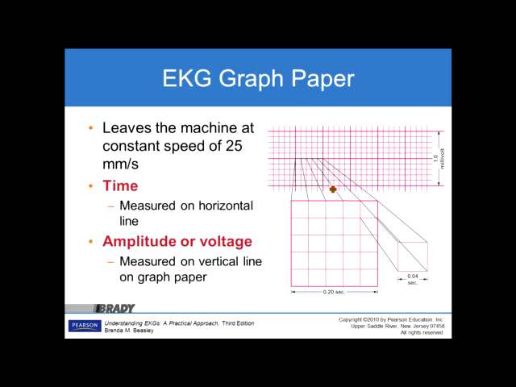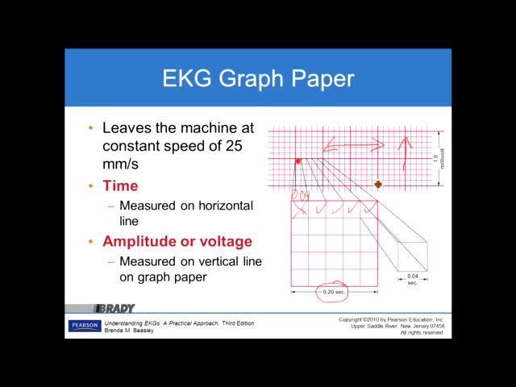The EKG paper leaves the machine at a constant speed of 25 millimeters per second. Time is measured in a horizontal line. We only actually measure two things on the EKG paper. We measure time and we measure amplitude. Amplitude or voltage is measured on a vertical line of the graph paper. Now each one of the smallest boxes on here, or this little box, is represented here in this bigger picture. Each one of those is worth 0.04 seconds. That means that 5 of them, 1, 2, 3, 4, 5, is equal to 0.20 seconds.